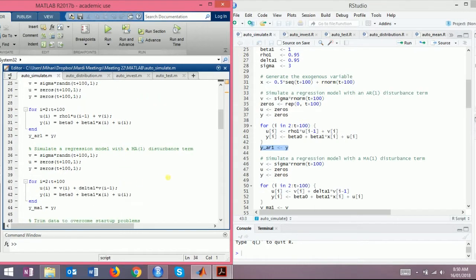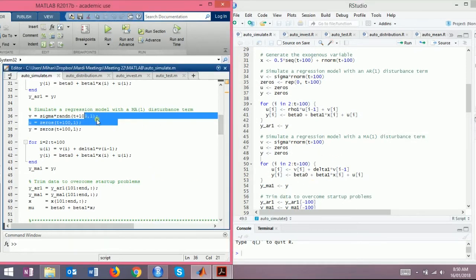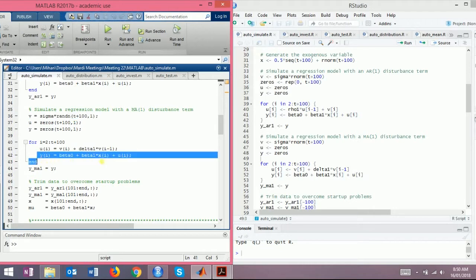Now you need to simulate a regression model with MA1 disturbance term. Nothing changes. Again we have to create V, generating random numbers, multiplying with random numbers. U and Y, storing. Now the equation is changing: ut equals vt plus delta vt minus 1. Very simple. Yt remains the same, nothing changes. Here we have the data.